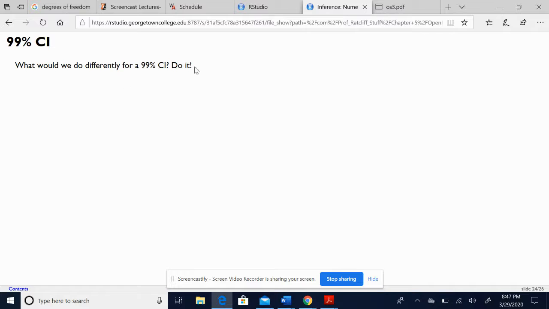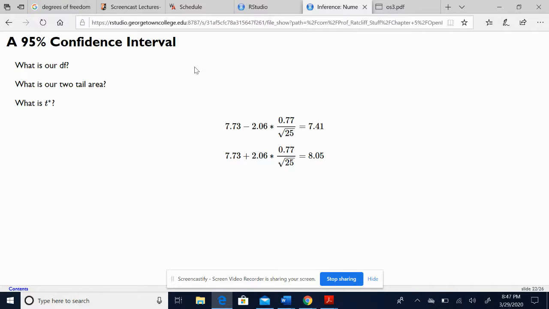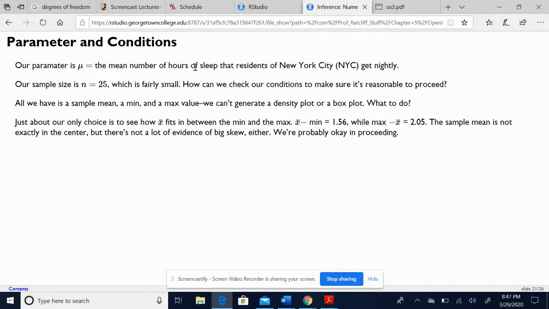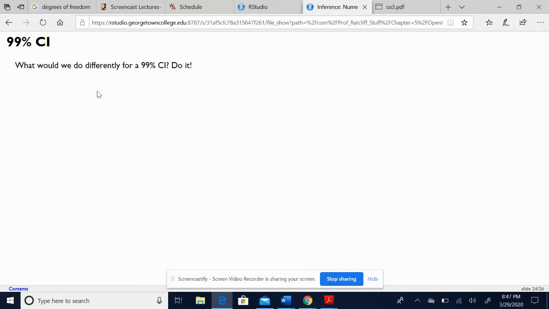So the first thing I would do is I went back and I looked, and I wanted to know my N, how many people were in the sample size. Because in order for me to get the new T star value, I have to know the degrees of freedom. Remember that degrees of freedom are N minus 1. So looking at that, I know that I have 24 degrees of freedom. I also know that I have a 99% confidence interval, so that's 1% of area in the tail.